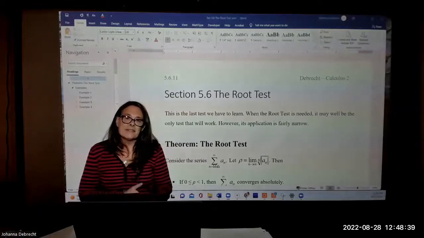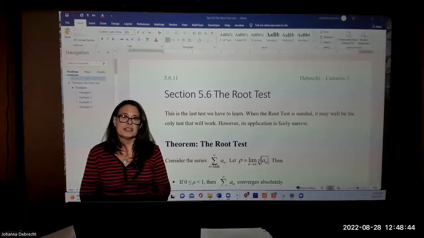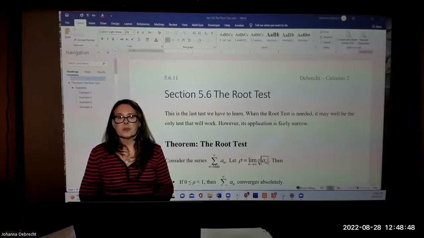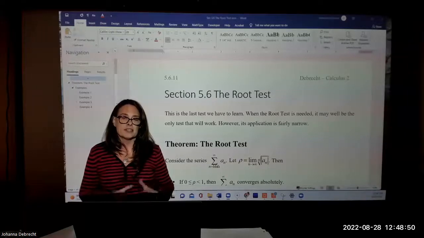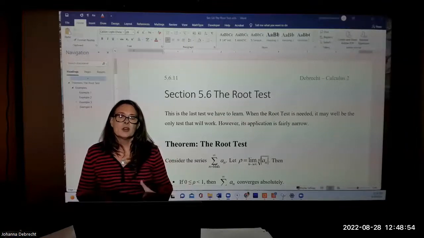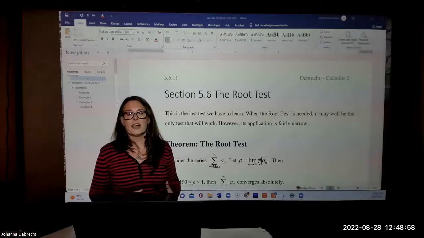This is the last video covering a test for the convergence of an infinite series. We've covered the divergence test and the integral test. We've covered two comparison tests, the comparison test and the limit comparison test. We've covered the alternating series test, and we've covered the ratio test.